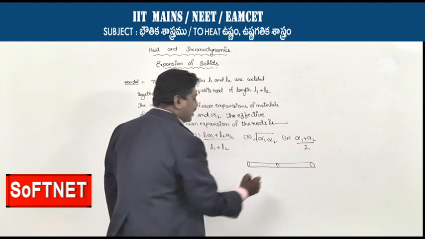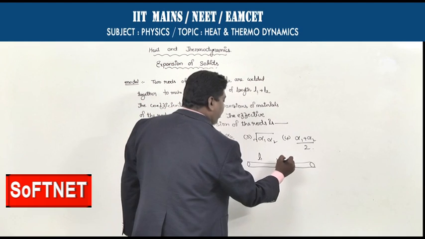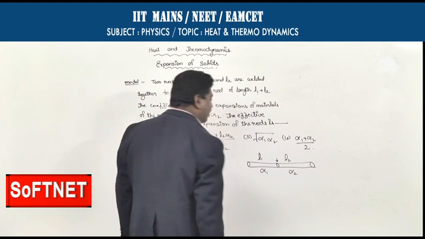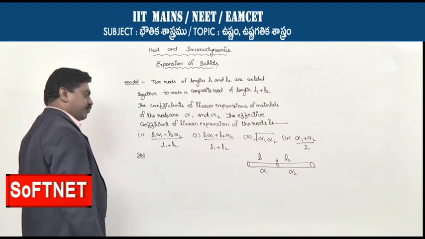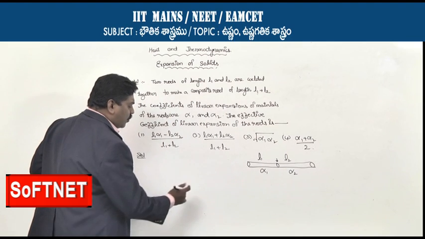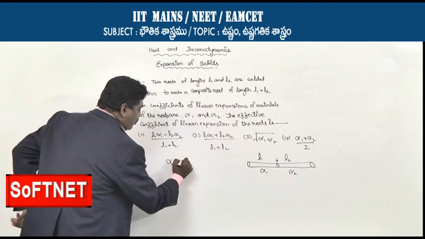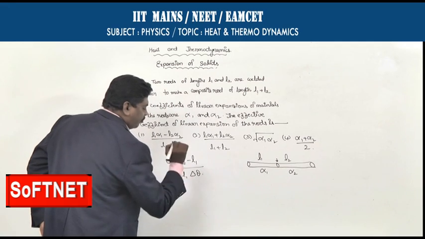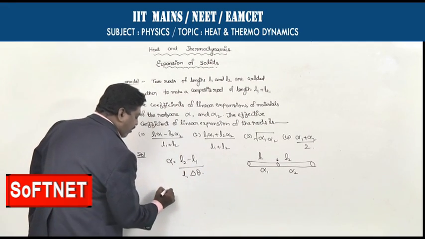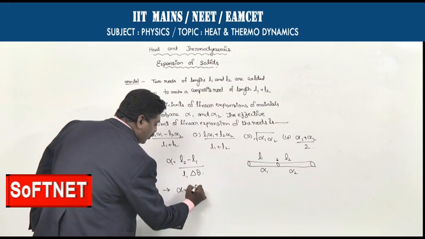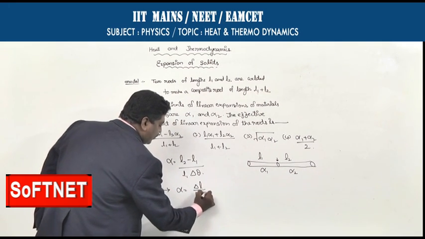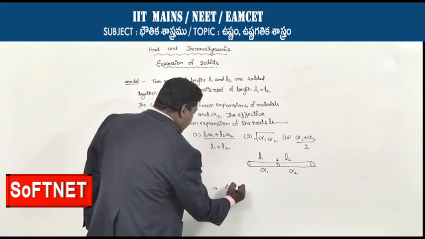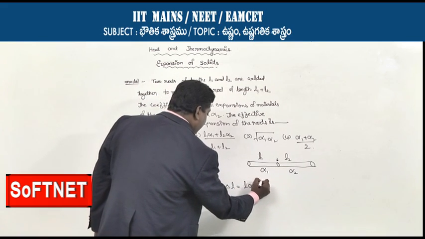They are welded at this point. For example, they are having lengths L1 and L2, and they are having coefficients of linear expansion as alpha 1 and alpha 2. Now, we know that alpha is equal to (L2 minus L1) by L1 into delta theta, the change in temperature. From this we can write alpha equals delta L by L delta theta. So this can be given as delta L is equal to L alpha delta theta.